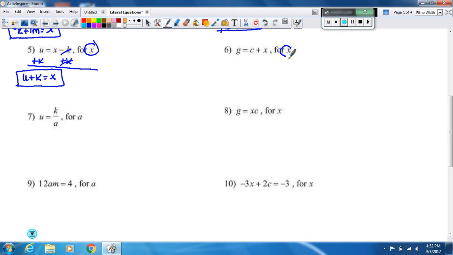This next one we are solving for x. So you take your finger and cover up the x. We have to get rid of a positive c. The opposite of positive c is negative c. So I'm going to put a negative c on both sides. The g minus c, just write it down like it is. Bring down your equal. Opposites cancel. Bring down the x. And x is all by itself.